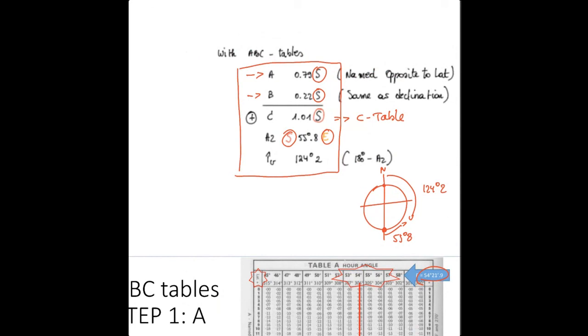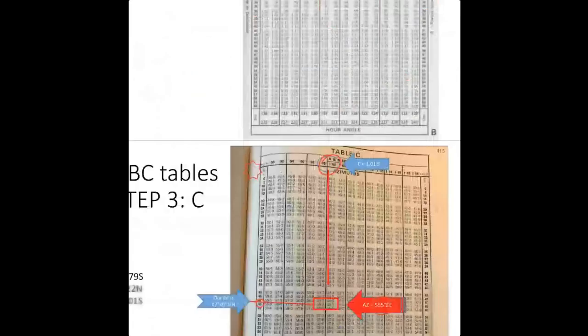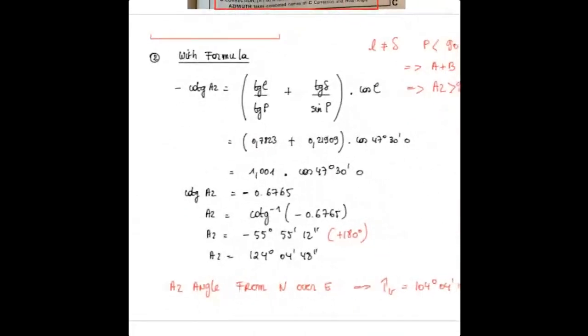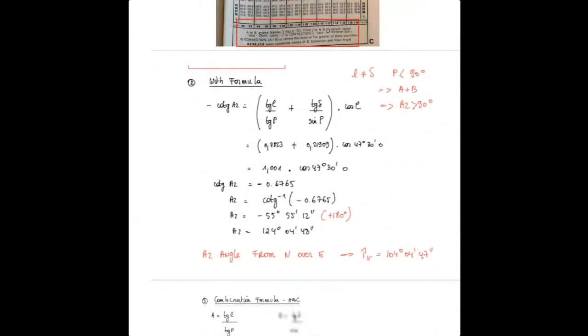First method of calculating the azimuth with the ABC tables, we obtain a true bearing of 124 degrees 0.2. Okay, and so our true bearing is 180 degrees minus the quadrantal. This is the quadrantal azimuth, which means that it is between 0 and 90 degrees. Okay, the azimuth angle is between 0 and 180 degrees. So then the second method to calculate this is with a formula.